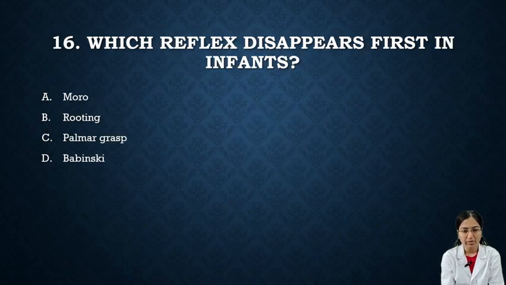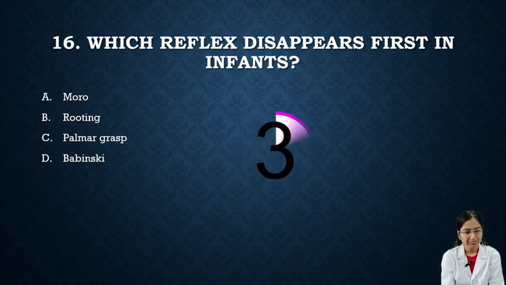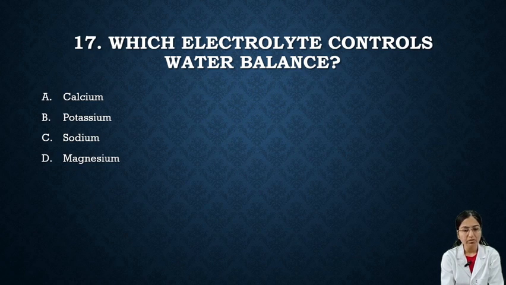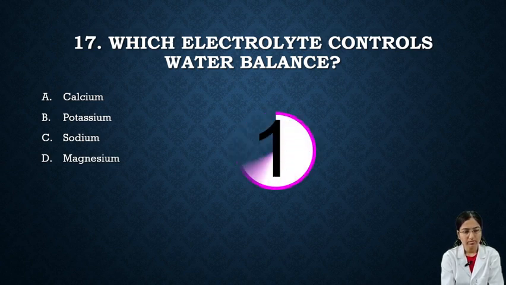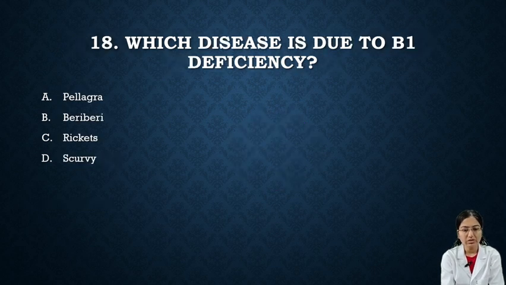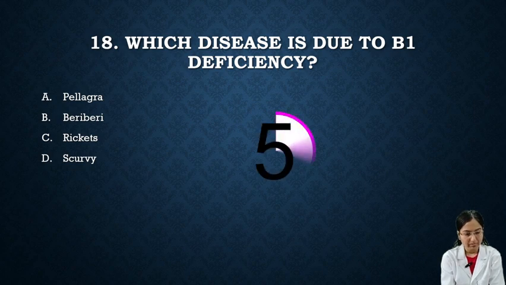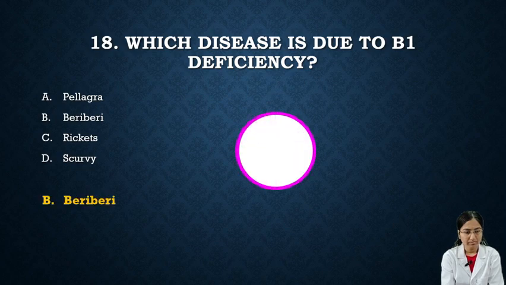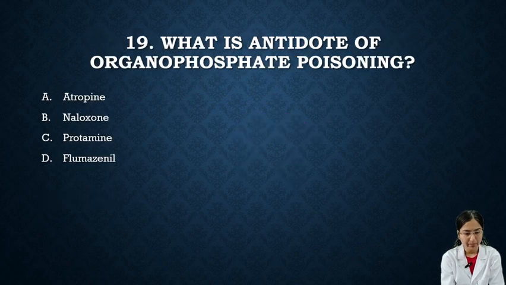Which reflex disappears first in infants? Right option is rooting. Which electrolyte controls water balance? Sodium. Which disease is due to B1 deficiency? Right option is B, beriberi.